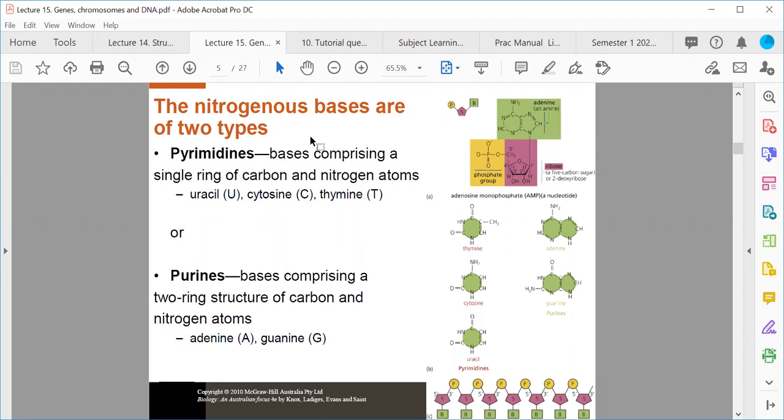All right, the nitrogenous bases are of two types, the pyrimidines, which are the bases comprising just a single ring of carbon and nitrogen. And there are three pyrimidines, uracil, cytosine, and thymine, otherwise known as U, C, and T. And we can see them here. It's uracil, cytosine, and thymine. And then we have the purines. These are the two bases that comprise a two-ring structure of carbon and nitrogen. And here they are to the right. So we've got adenine or A and guanine or G.